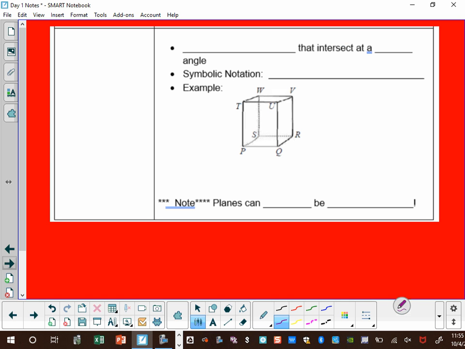Alright, perpendicular planes. Guys, what is so funny? Why are you guys laughing at everything? Why do they just laugh at her? Alright, let's focus. Perpendicular planes. He just says it so funny.